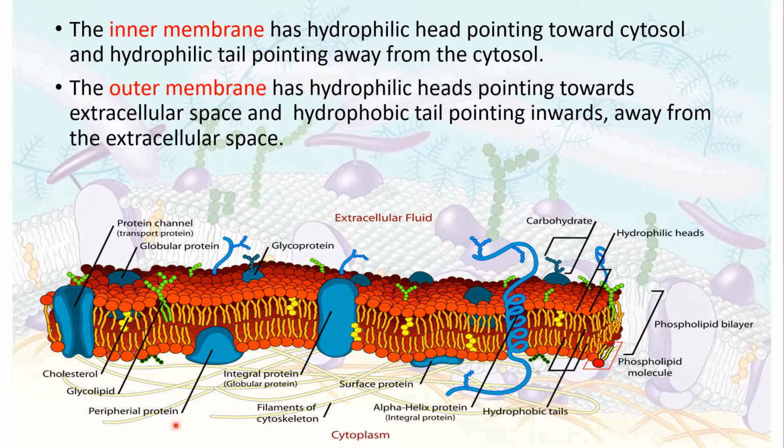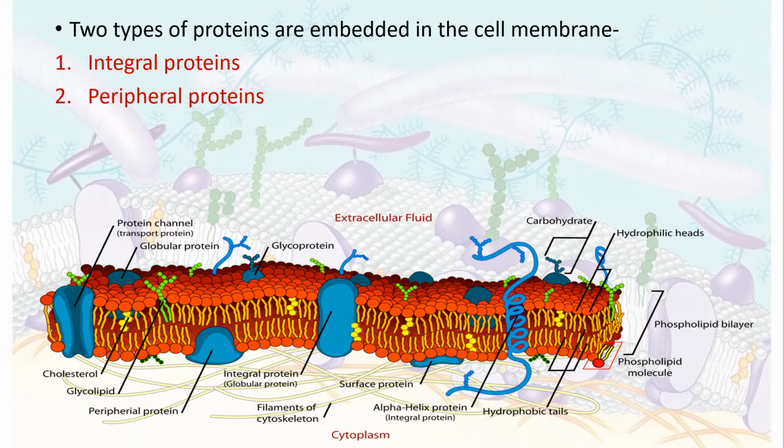So next one is, besides phospholipids, the cell membrane is also composed of proteins. Basically two types of proteins are embedded in the cell membrane. These are integral proteins and peripheral proteins. So look at this picture. You can see in blue color, these are some protein molecules.